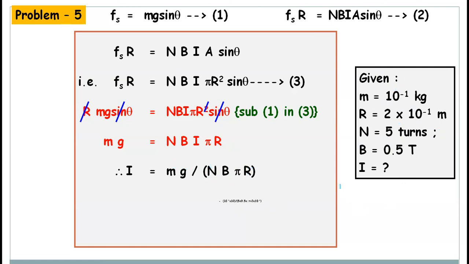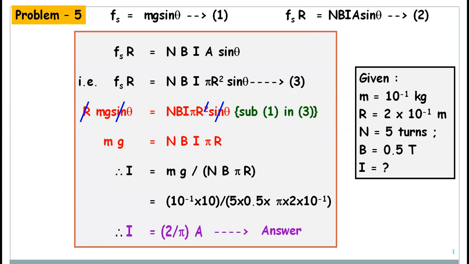Right. So the substitution step always carries marks. So if you write the formula and directly write the answer, half mark may be cut. Okay. So simplifying this, I will end up with 2 by pi ampere. So this is your answer. The current that is required to keep the sphere in absolute equilibrium is 2 over pi ampere.